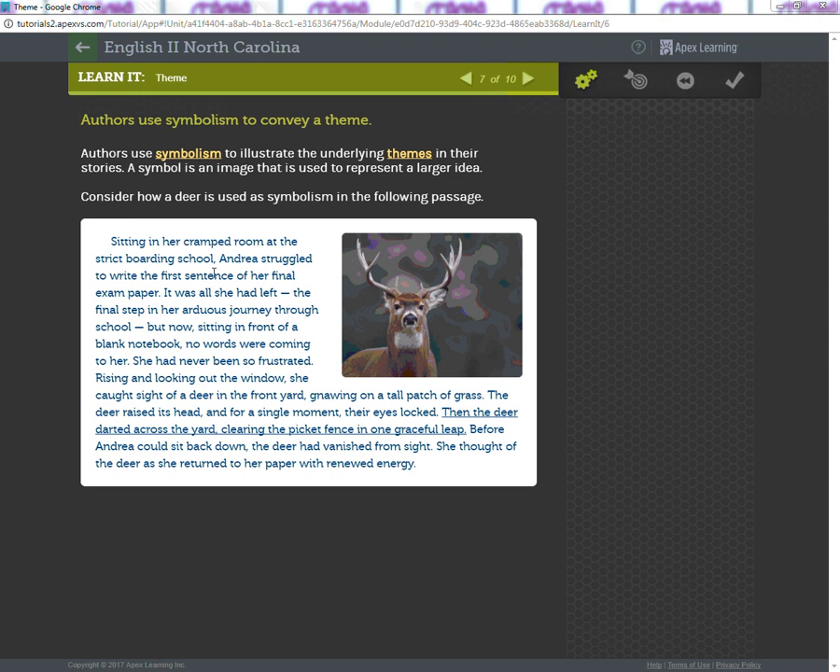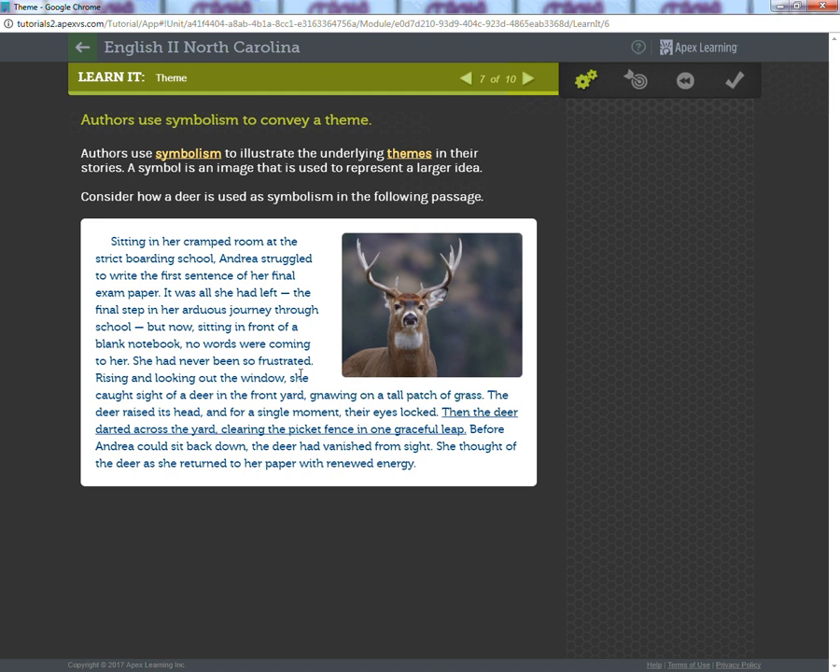The next thing the author uses is symbolism to convey the theme. Remember, symbolism is where you have a literal idea that's represented by something not tangible, not touchable. So consider how the deer uses symbolism. Sitting in her cramped room at the strict boarding school, Andrea struggled to write the first sentence of her final exam paper. Ooh, we've just recently experienced that. It was all she had left, the final steps in her arduous journey through school, but now sitting in front of a blank notebook, no words were coming to her. She had never been so frustrated.